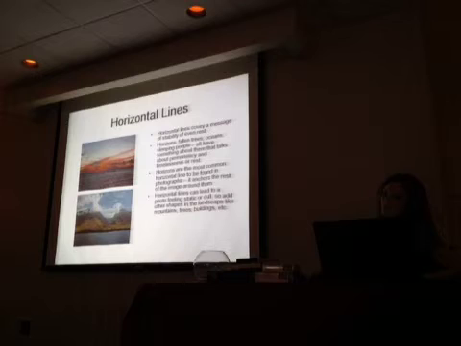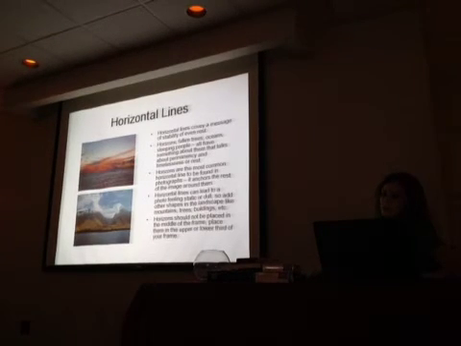Horizontal lines can lead to a photo feeling static or dull, so add other shapes to the landscape, like mountains, trees, buildings. Horizons should not be placed in the middle of the frame. Place them in the upper or lower third of your frame. So can you see where the water is in those pictures? And where they are placed along the imaginary lines?